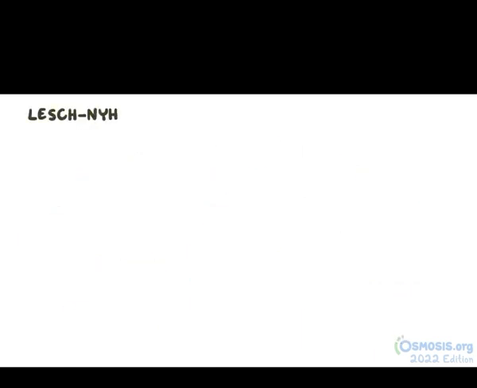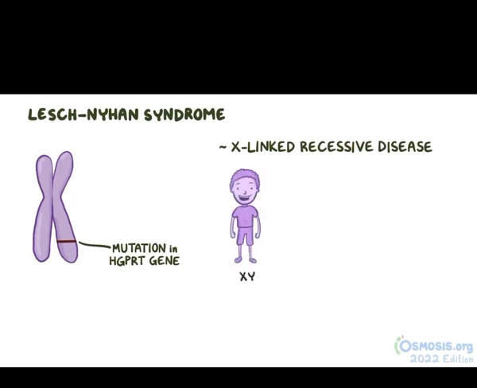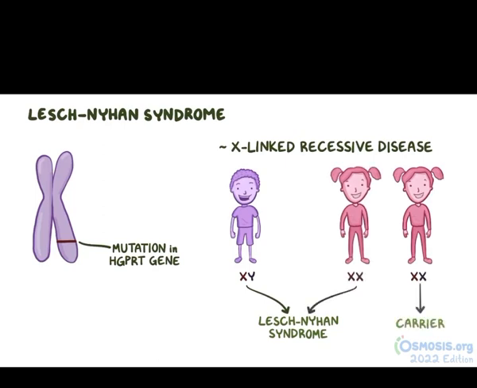Now, in Lesch Nyhan syndrome, there's a mutation in the HGPRT gene, which is on the X chromosome. So, Lesch Nyhan syndrome is an X-linked recessive condition, and it almost exclusively occurs in males, because if they get one mutation, they get the disease. In females, a single mutation makes them a carrier, and 2 mutations are needed to have the disease. Finally, the mutation sometimes arises sporadically rather than being inherited from a parent.